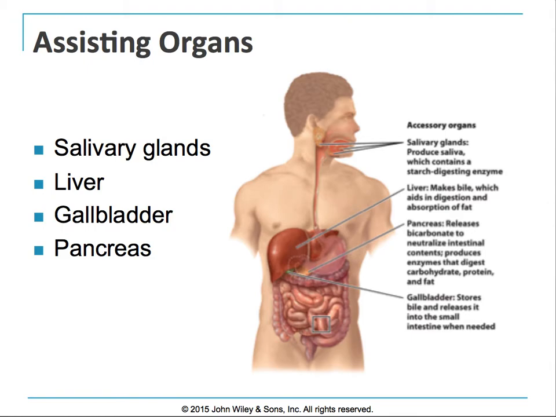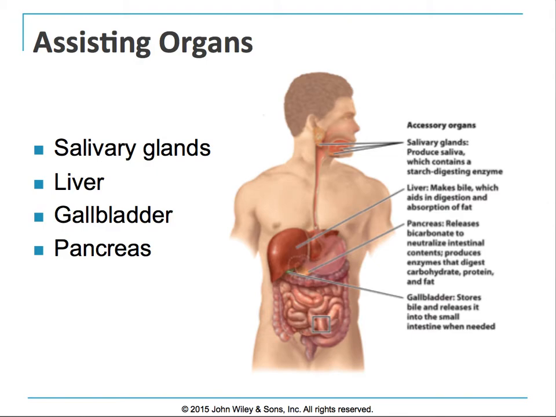Next is the liver. The liver makes bile, which aids in digestion and absorption of fat. The gallbladder, which stores bile and releases it into the small intestine when needed. And the pancreas, which releases bicarbonate to neutralize intestinal contents and also produces enzymes that digest carbohydrate, protein, and fat. So you can see that all of these assisting organs are really, really important.